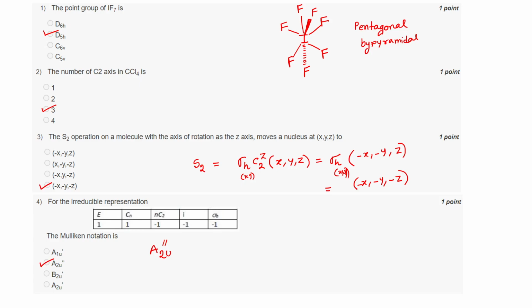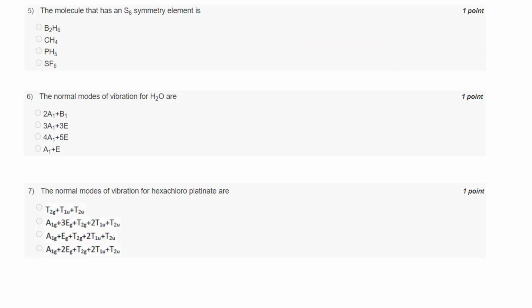Okay. Now let us go to the next question, a molecule that has an S6 symmetry element. So your actual answer is going to be SF6. Again you need to see the character tables. SF6 is octahedral. SF6 is going to have an S6 symmetry element. As the correct answer, I guess PH5 is mentioned, but I don't think that is a correct answer. So SF6 is actually correct.